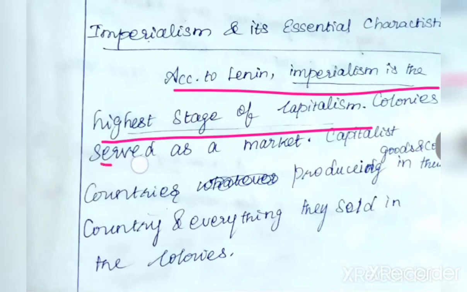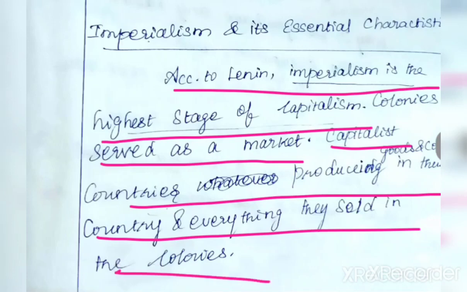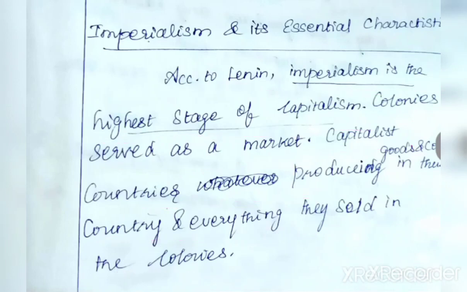Okay, so colonies served as a market. What are the colonies in the sense? Which countries are considered colonies? Asia as well as Africa. Those countries served as a marketplace. At the same time, the capitalist countries, the European countries, were producing goods and commodities in their own countries, and everything was sold in the colonies, especially in Asia as well as Africa. Okay, so this much only is given under this heading, children.